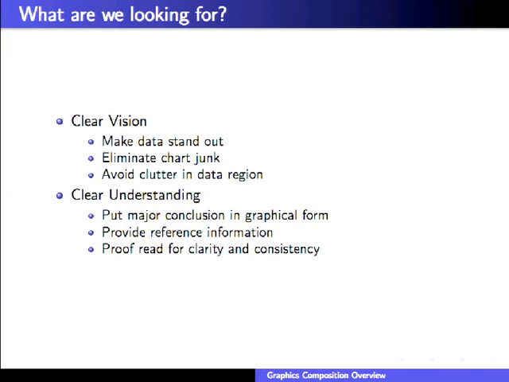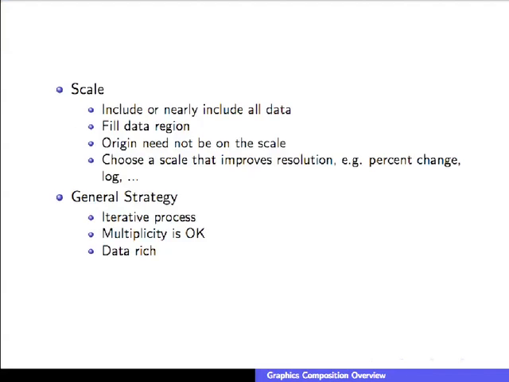As for what kind of scale to choose, you want to choose a scale such that you include all of the data or nearly all of the data. If there's one really large outlier that would make all the rest of your data hard to see if you included it, you don't include it and say in your caption that you have left out this particular observation. You want to make sure that your data fills the entire data region, and 0, 0 does not have to be on the scale. Your 0 doesn't have to be on either the horizontal scale or the vertical scale if it doesn't make sense to put it there.